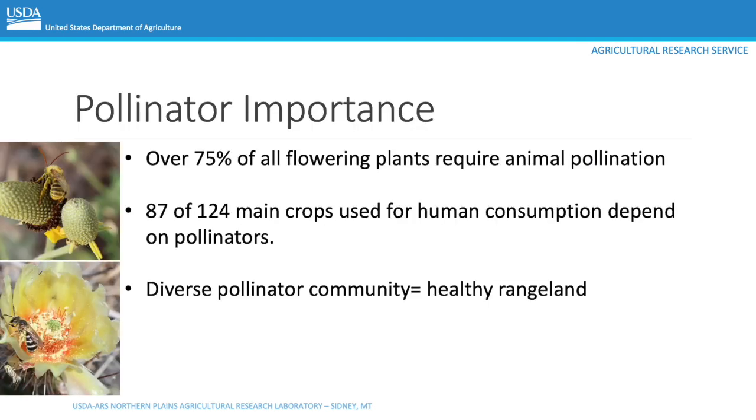So why are we interested in pollinators? About three-quarters of all flowering plants that we know of are dependent on some sort of animal pollination, which is largely done by some type of insect, mostly bees. If you go to the grocery store, almost all of the fruits, vegetables, and nuts that you see are dependent on pollinators to set seed and/or fruit. And in this part of the country, the Northern Great Plains, if you have a diverse pollinator community, you have a diverse plant community, and you have a healthy rangeland.